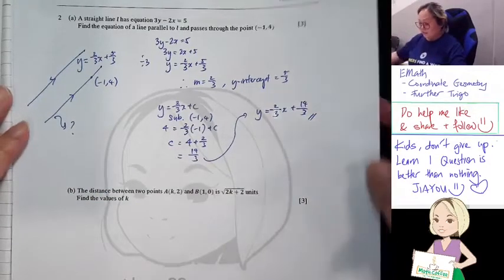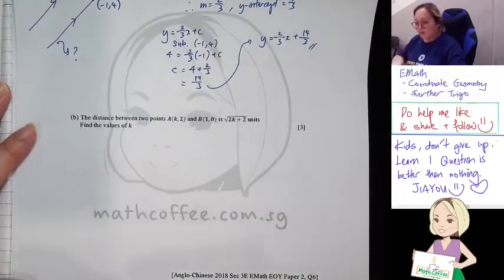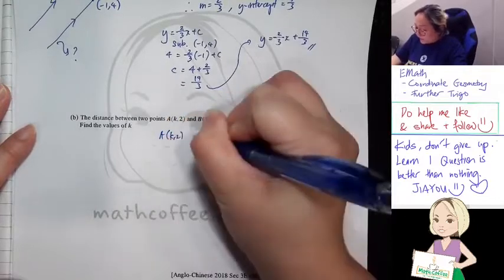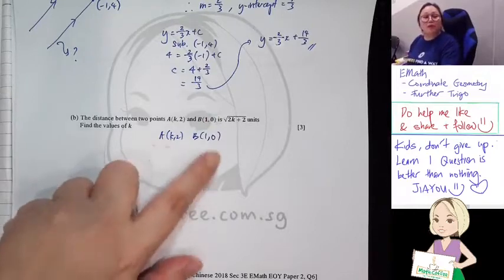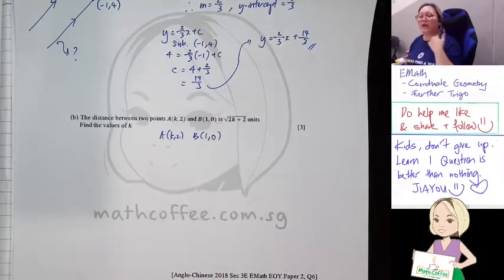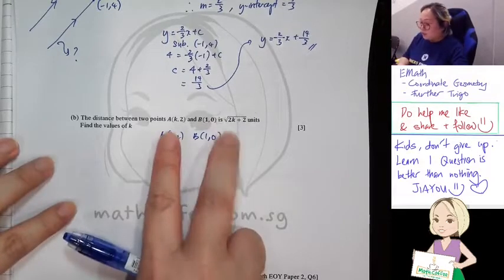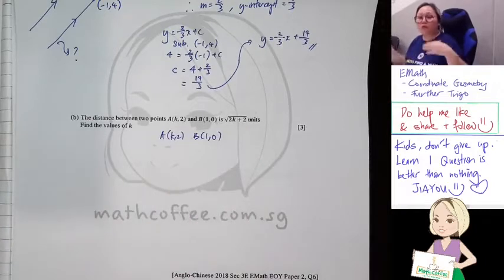Okay, next. Now they tell you the distance between 2 points. One point is (k, 2) and one point is (1, 0). They are saying the distance between 2 points. Distance between 2 points is the same thing as the length of the line segment. They tell you these 2 points, the length is this. So simple, we're going to use the distance formula.